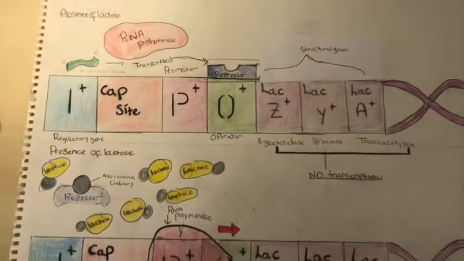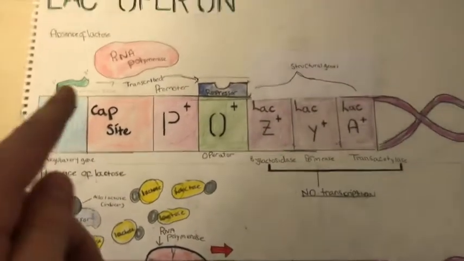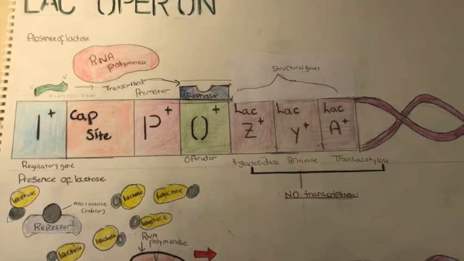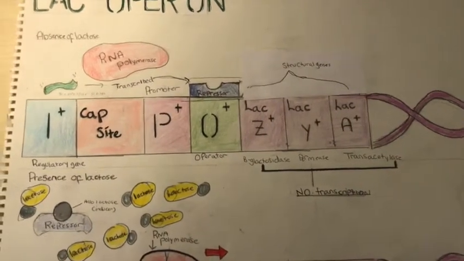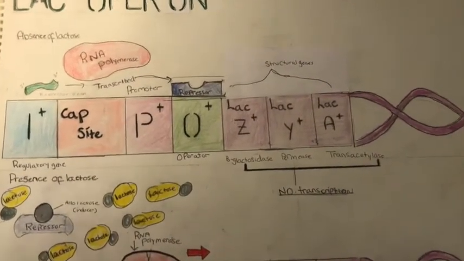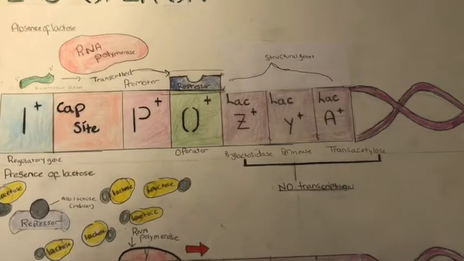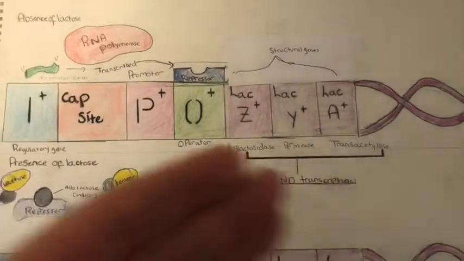In the absence of lactose, however, the RNA polymerase cannot bind to the promoter, as the operator and repressor take up a portion and overlap with the promoter. This means there will be no transcription of these structural genes.